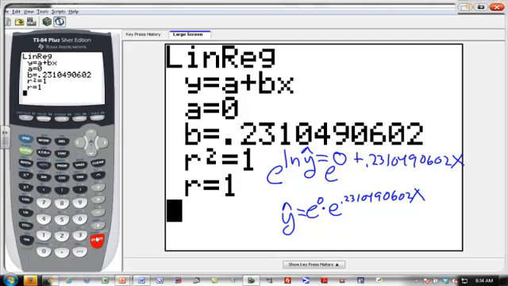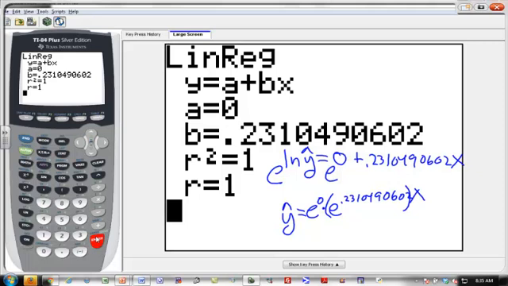All right? Last part. e to that power is just a number. I'd like to know what that number is. e to the power of 2.31049062. What is that number?